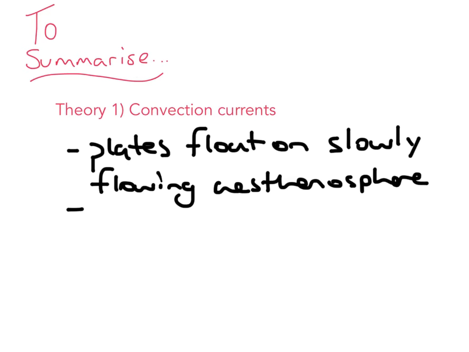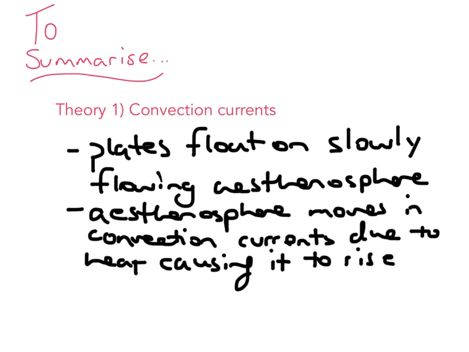Main ideas being plates float on slowly flowing asthenosphere. The asthenosphere moves in convection currents because hot things rise and cool things fall. And the plates that are floating on the asthenosphere move along too.